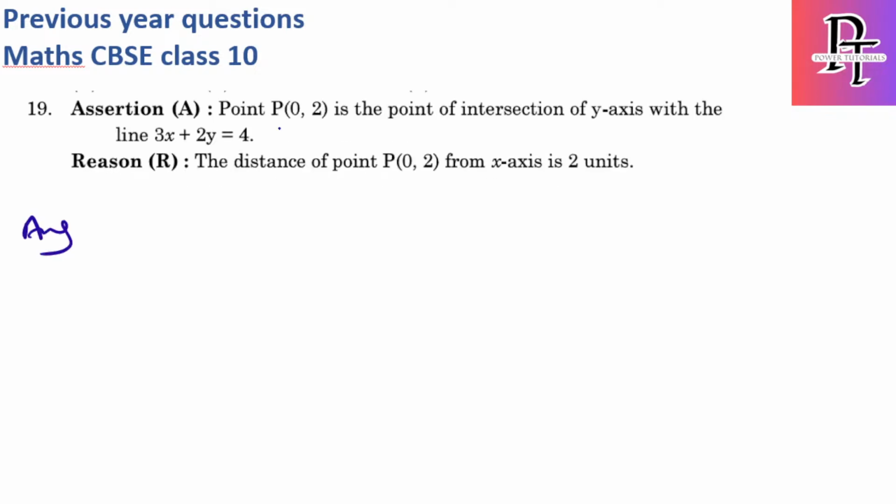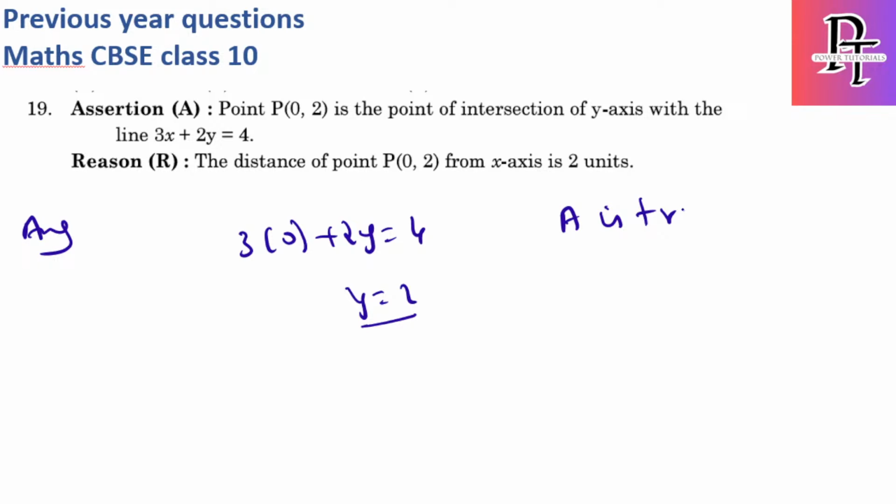Point A is the point of intersection of the y-axis with this line. So let's find whether it is correct or wrong. They are saying the point of intersection with the y-axis. At the y-axis, x should be equal to 0. So substitute x as 0 here, and you'll get the y value as 2. So A is correct. A is true.